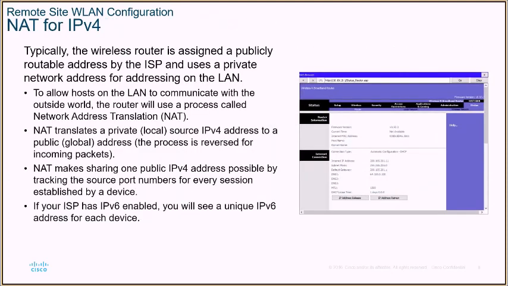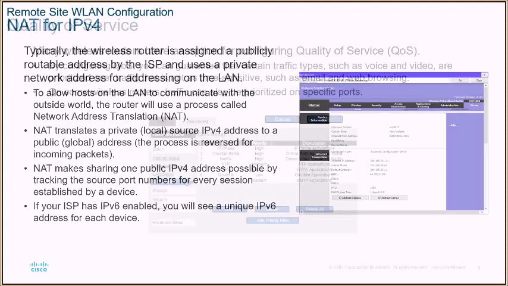Okay, so NAT. Of course, that's network address translation. The wireless router is assigned a publicly routable address by the ISP and uses a private network address for the addressing on the LAN. To allow hosts on the LAN to communicate with the outside world, the router will use a process called NAT, or network address translation. It translates your private local source address to that public global address on the way out, and the process is reversed for packets returning. So NAT makes sharing one public IPv4 address possible by tracking the source port numbers for every session established by a device. If your ISP has IPv6 enabled, you will see a unique IPv6 address for each device.